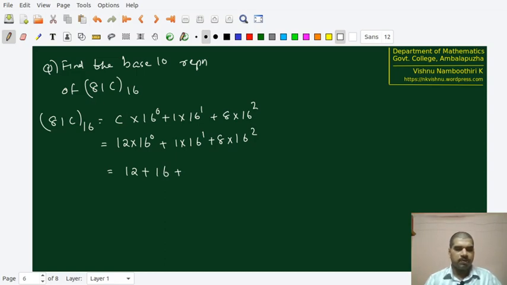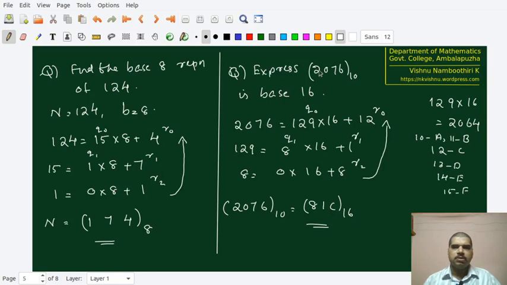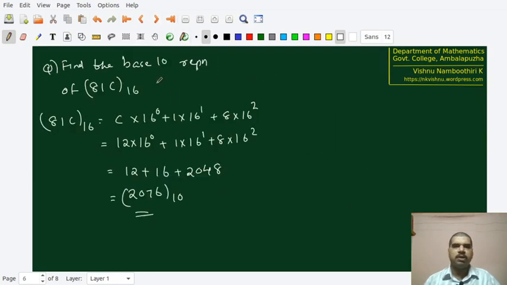I'm just using the calculator once again. This is 2048. Therefore 2048, plus 16, that is 2064, plus 12 is 2076 total to the base 10. Previously we converted 2076 and we got 81C. Now we are converting it back to get 2076. Therefore, this verifies that whatever computation we have performed is actually correct.